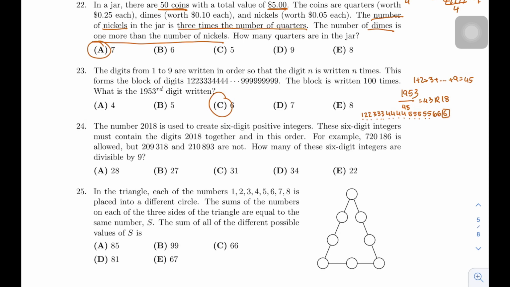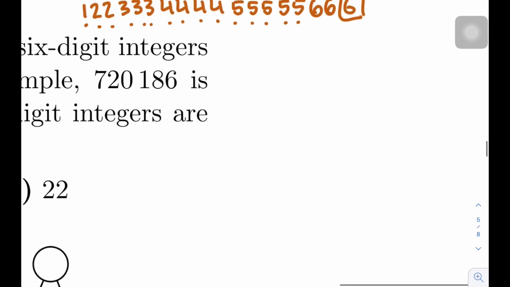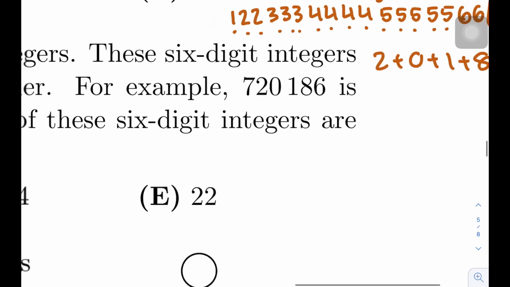So the first thing we need to know is that for any number that is divisible by 9, the sum of its digits should also be divisible by 9. So the first thing I'm going to do is add up the digits in 2018. 2 plus 0 plus 1 plus 8 gives me 11.